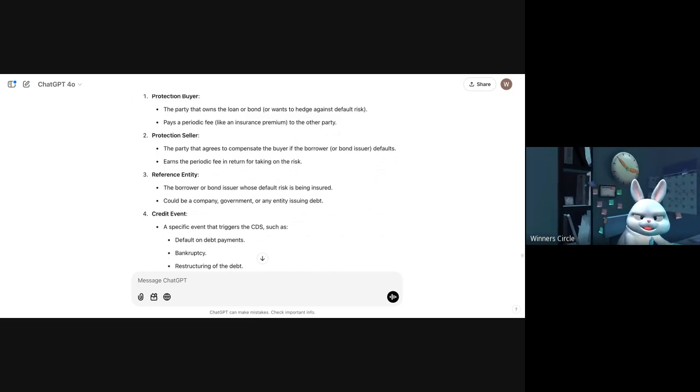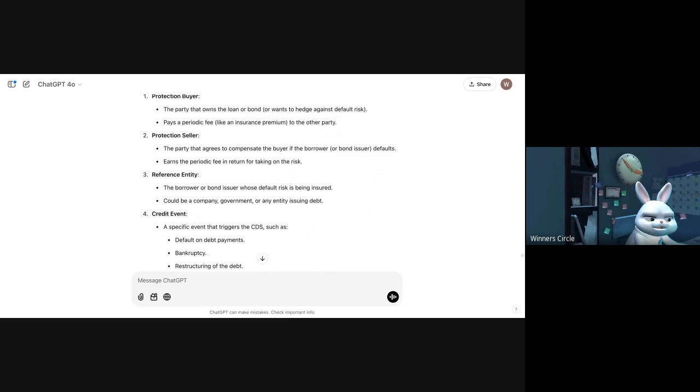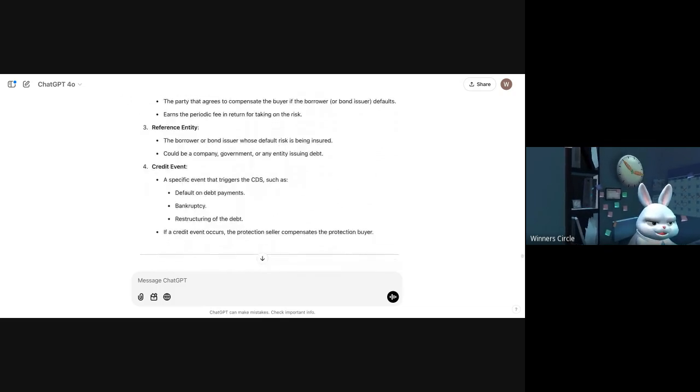See, you're the issuer of the bond, or the bank is. See, the bank is the initial issuer because they created it. And once you signed and did the transfer, boom, defaults. Earns the periodic fee in return for taking on the risk.